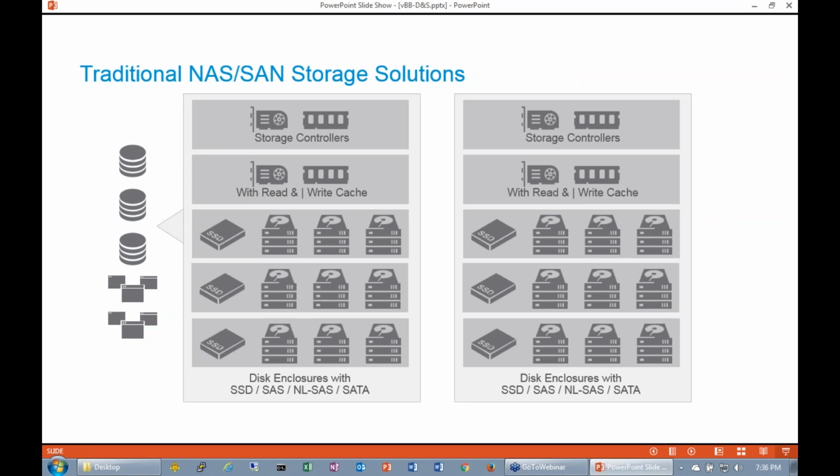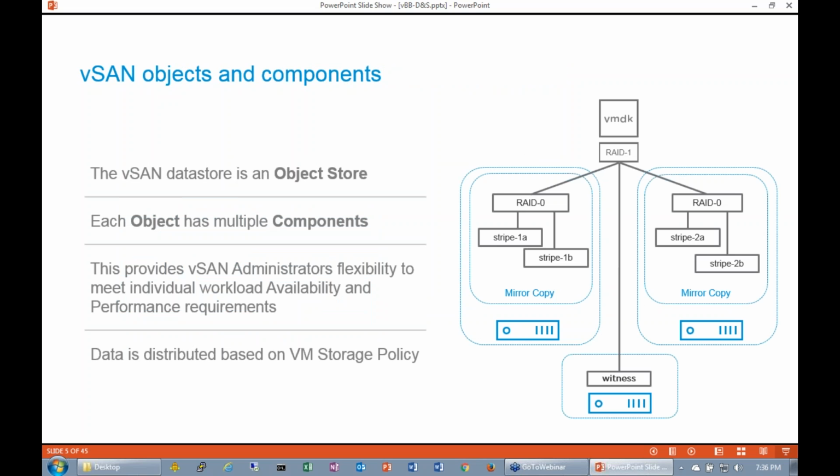Now, important thing to keep in mind is when it comes to vSAN, again, it's not necessarily like traditional storage. Now, if you want to talk about object storage, it's similar to that. But what I'm getting at is vSAN itself is an object store. Each individual object is going to be made of multiple components. Now, if you notice in this particular illustration, I've got a VM, I've got a RAID 1 mirror, and then I've also got some RAID 0 in place with some stripes.